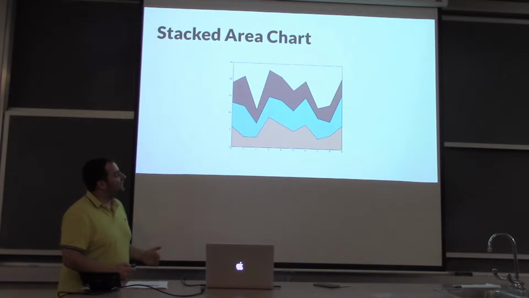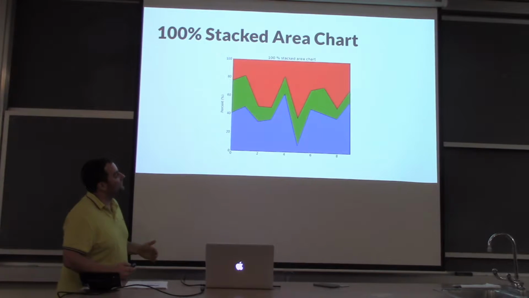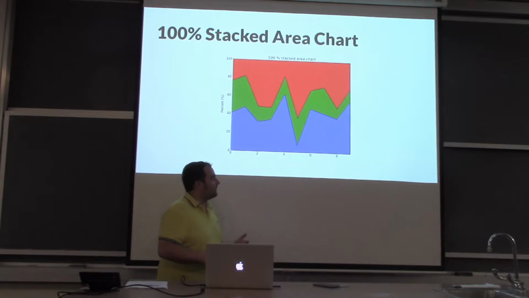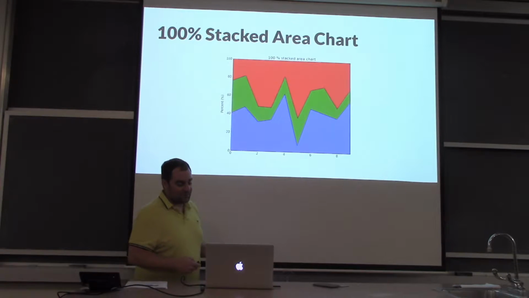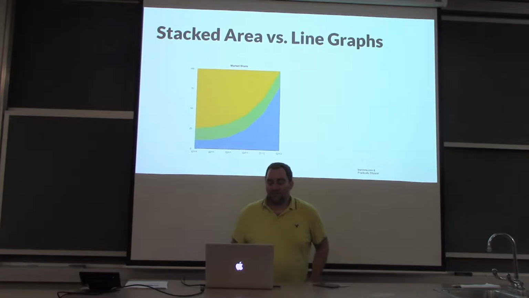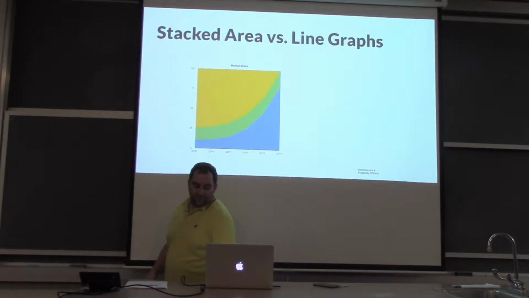Stacked area charts, however, can be a little bit tricky to read. You can also make a 100% stacked area chart like this. So here we only see the proportions but don't see absolute values. So take a look at this chart. What are the trends that you can observe here?